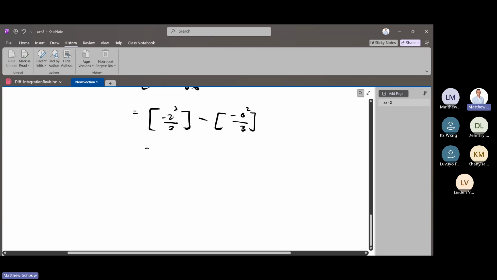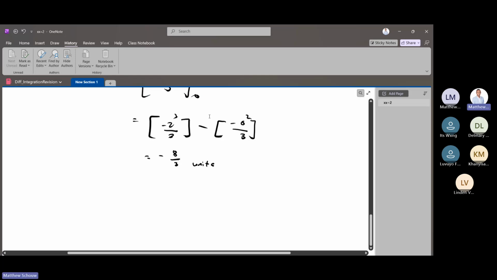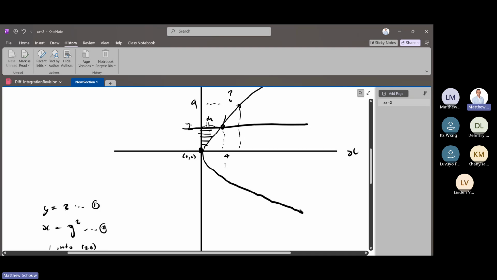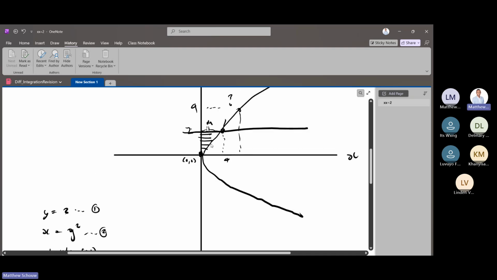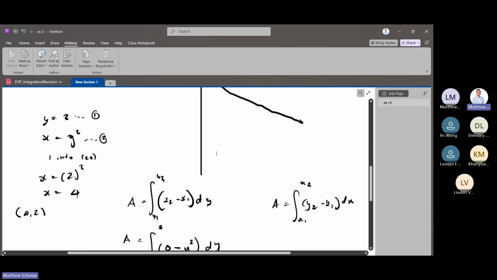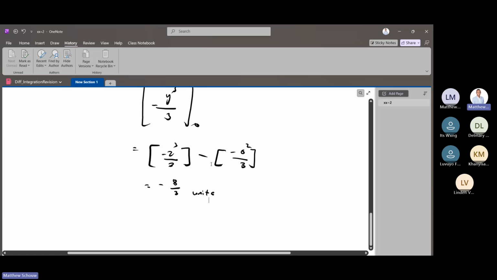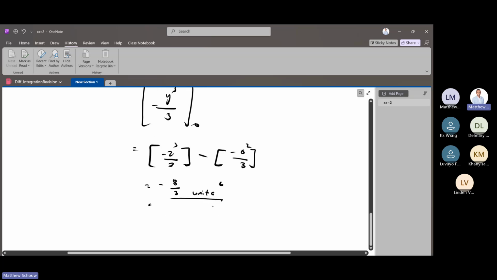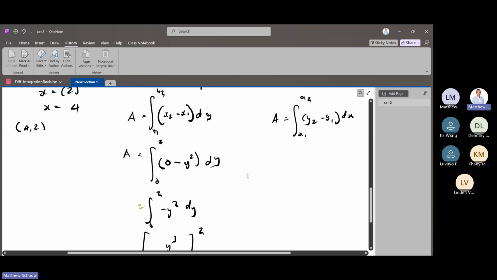Okay, I get a negative 8 over 3, which does seem a bit incorrect because it eliminates negative areas. I could probably have done it on this side here, but nevertheless, I guess the magnitude is still right. So once you have your answer, you can just take the positive value of this. But I'm pretty sure that's dy.